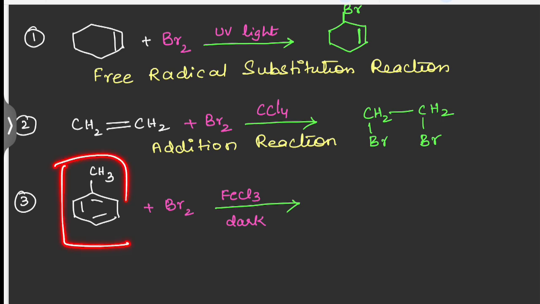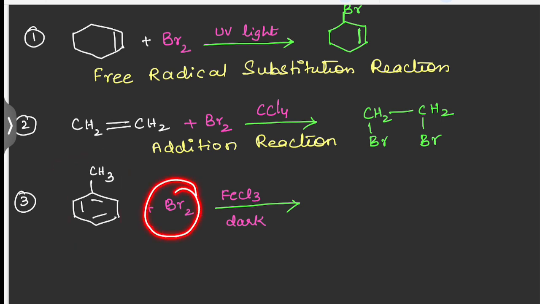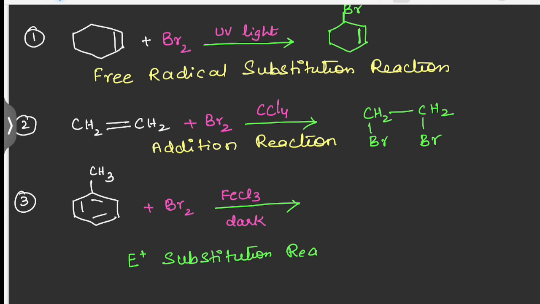We are taking a reactant, we are treating with bromine in the presence of FeCl3 and the condition is dark. Then what type of reaction this will show is, this will show electrophilic substitution reaction. Again, substitution reaction. So what did I say? Substitution reaction meaning? Substitution meaning is you should not touch the double bond.